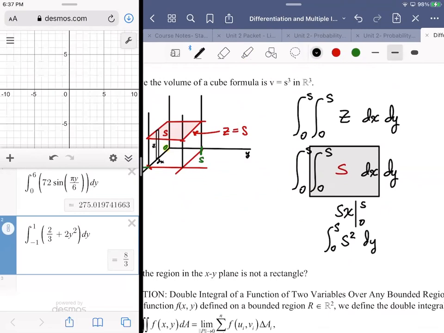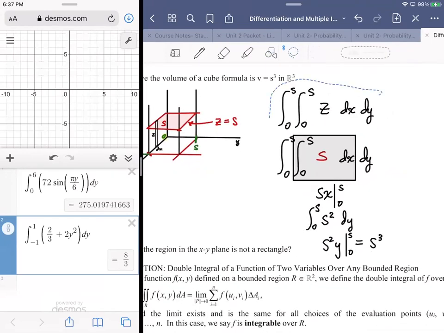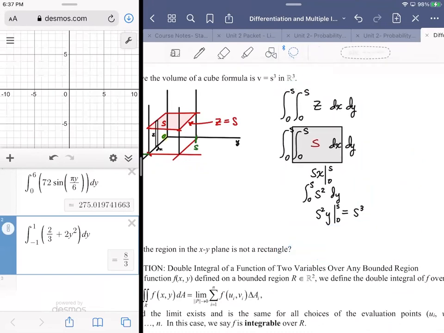S squared is treated as constant, so the antiderivative of s squared is s squared y, going from 0 to s, which is going to give you s cubed, and that would be the volume of the cube. All right. So a lot of moving parts here, but it gives you a little bit of a recipe for being able to handle the volume of any figure, because what we did is we established that, for something that's well known, we know that the volume of a cube is s cubed. It ought to be s cubed.